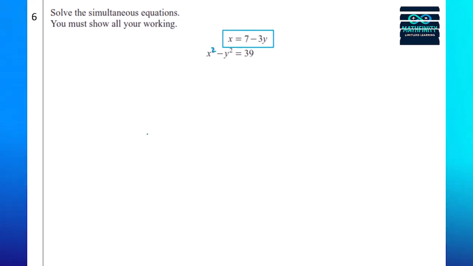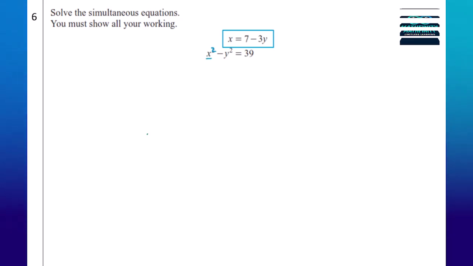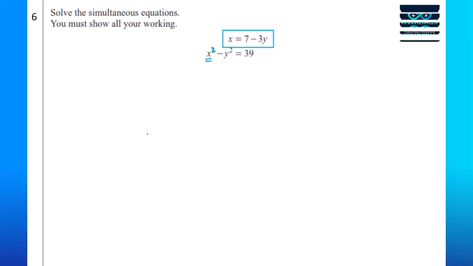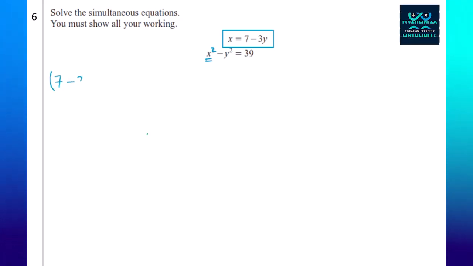So we can substitute. X is separated already, so this X value we can substitute in the quadratic equation. And the same rule, don't forget: from the linear equation, you have to separate one of the variables and substitute in the quadratic equation. So we will write here, in place of X, 7 minus 3y whole squared, minus y squared, equal to 39. How to open this square?